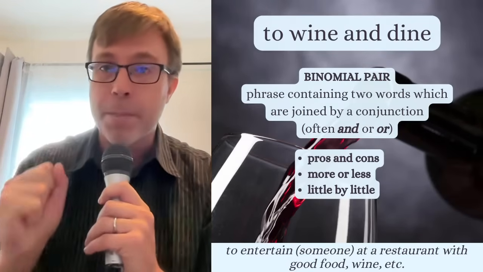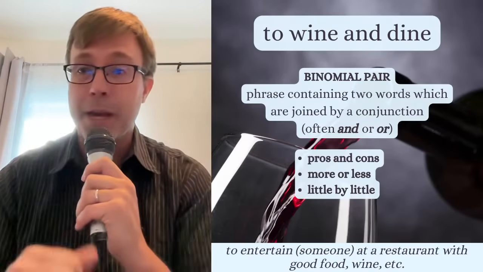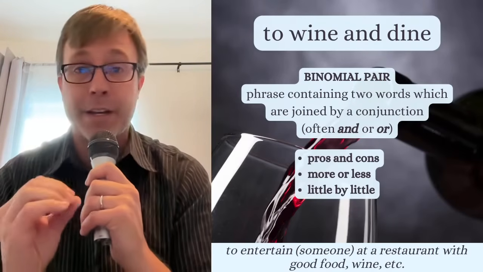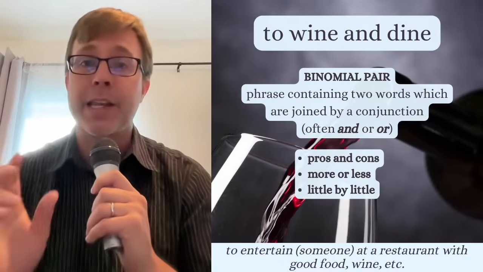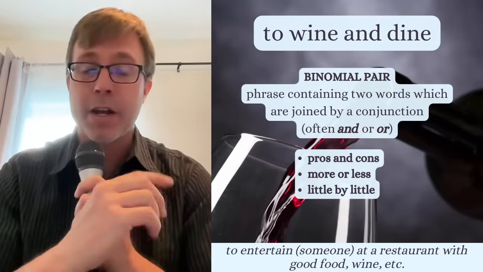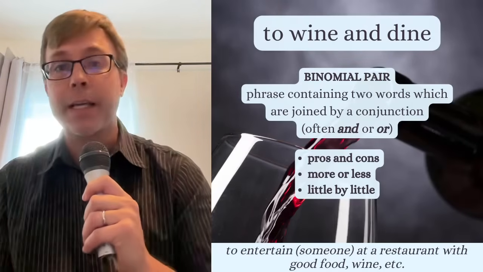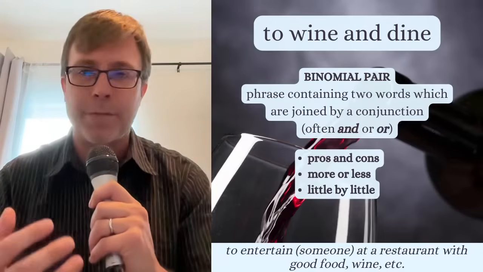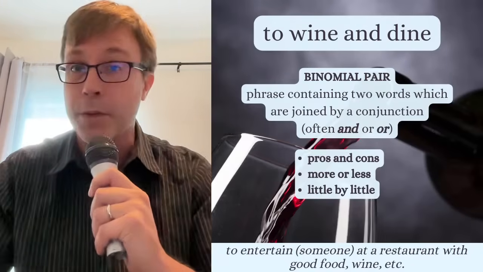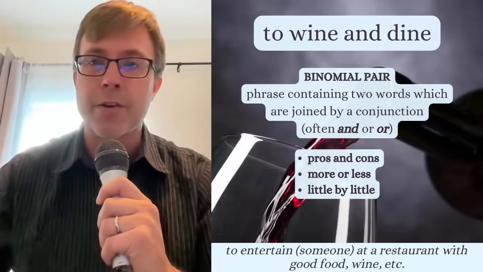It's a binomial pair, which is a phrase that contains two words joined by a conjunction. And often that conjunction is and or. It's not always the case. I've given you some examples right here. Pros and cons. More or less. Little by little. Those are all binomial pairs, and I think those are more often used. You're probably familiar with those already. And notice little by little, we're not using and or in that case.